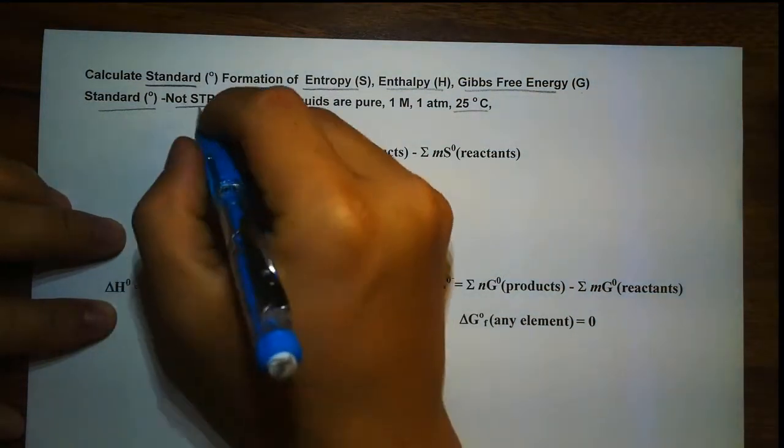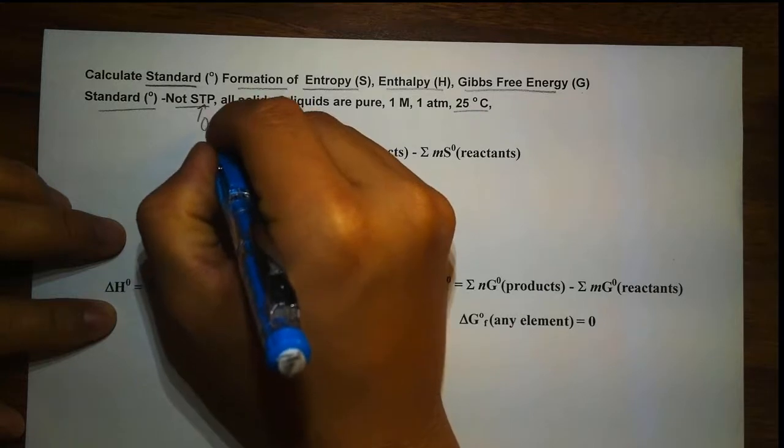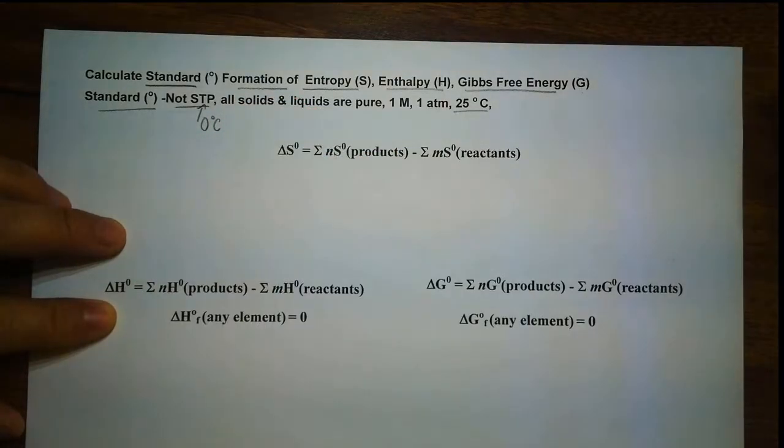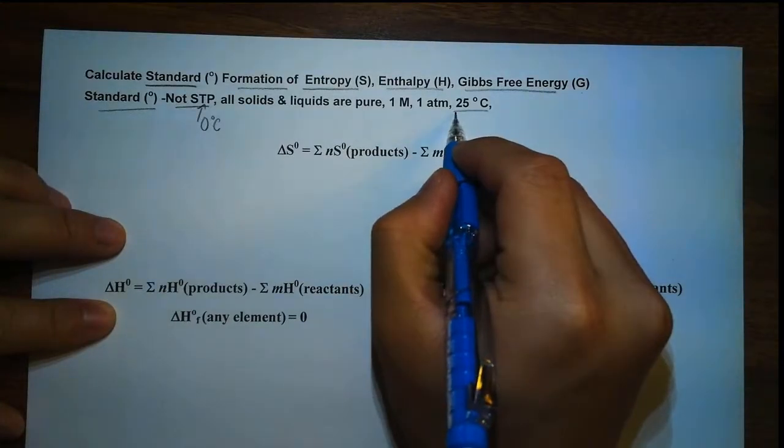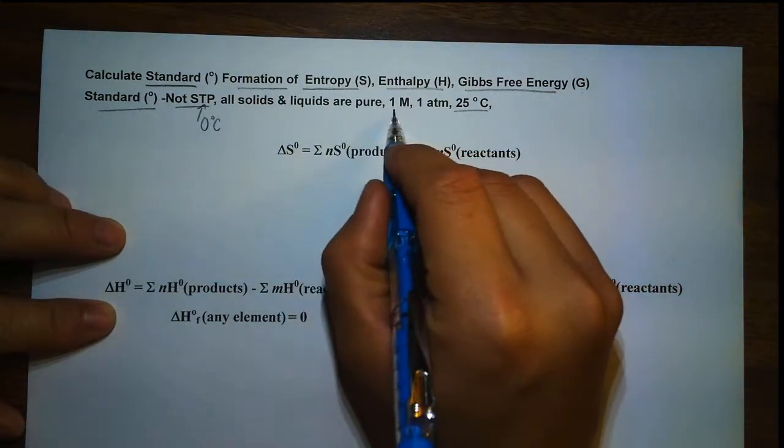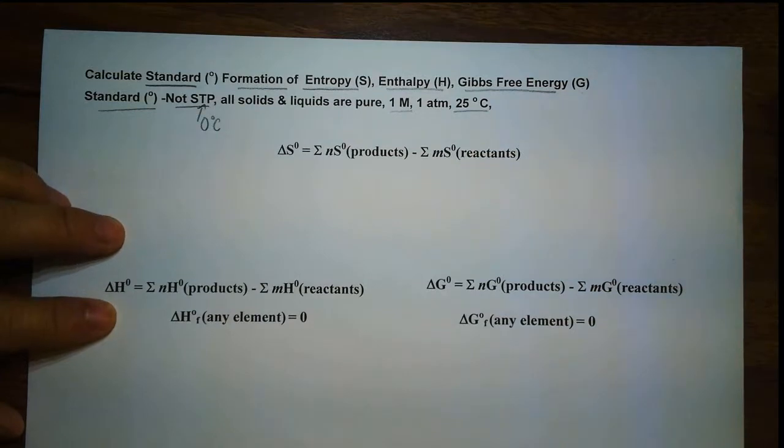Where STP is referring to 0 degrees Celsius, that's freezing, that's pretty cold. But the pressure is the same thing, 1 atm. And when we talk about solution, we're talking about 1 molar, or 1 molarity, of that solution.